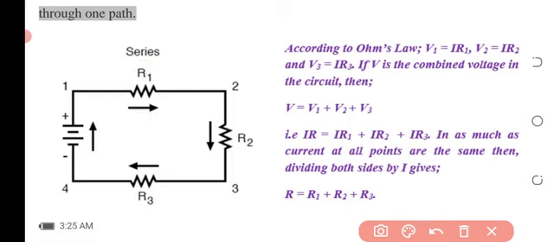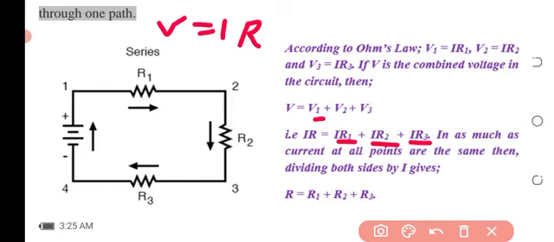Now to calculate the equivalent resistance across a series circuit, in as much as the current across the series circuit is always the same, that is, the current across all components is always the same, we consider Ohm's law, which is V equals IR. Since the current is the same across the components and the voltage is divided, the voltage across R1 will be V1, that is I R1, the voltage across R2 will be V2, that is I R2, and the voltage across R3 will be V3, that is I R3.